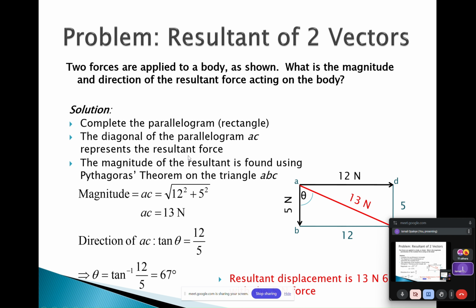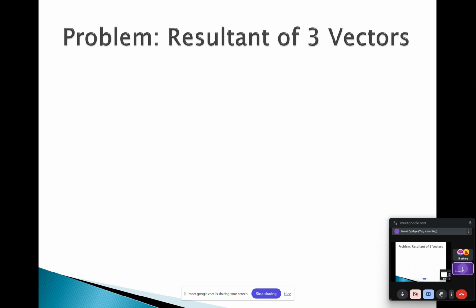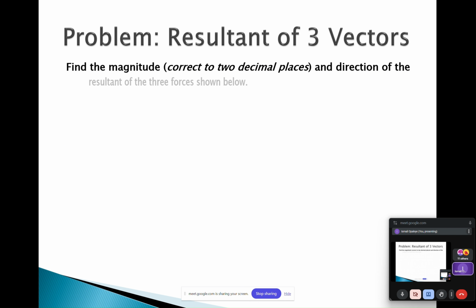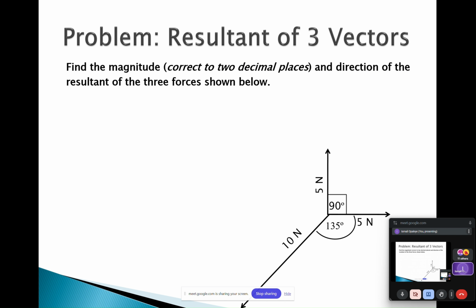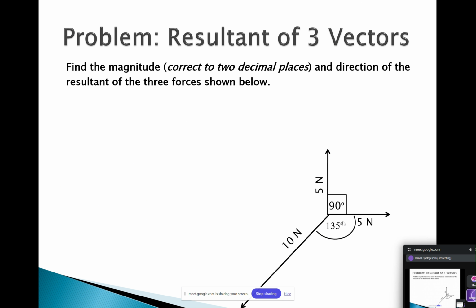Okay, so we're done with that. So imagine you have three vectors and you want to solve for the resultant of these three vectors. You can see 5 Newton inclined at an angle of 90 degrees to the horizontal. You have 10 Newton at an angle of 135 degrees from the horizontal, and then you have 5 Newton along the horizontal positive x axis.